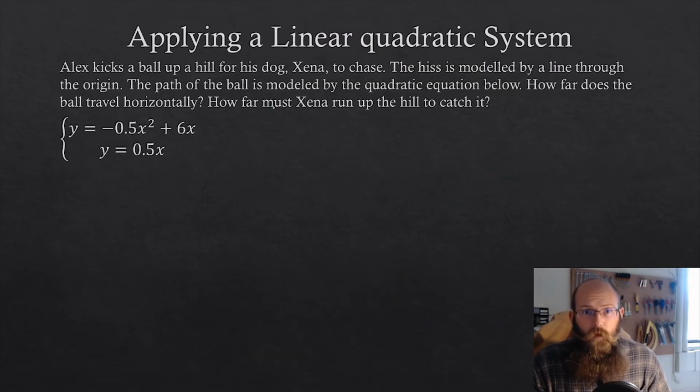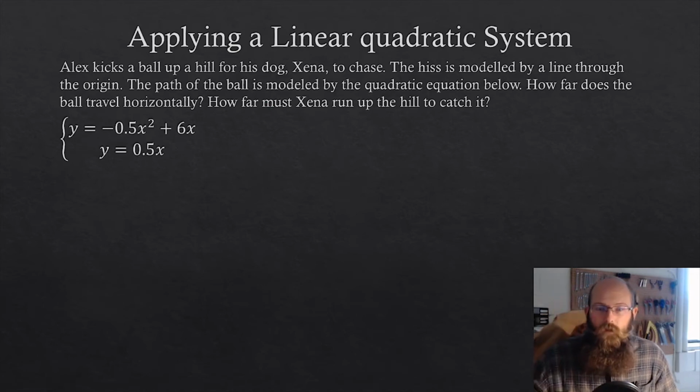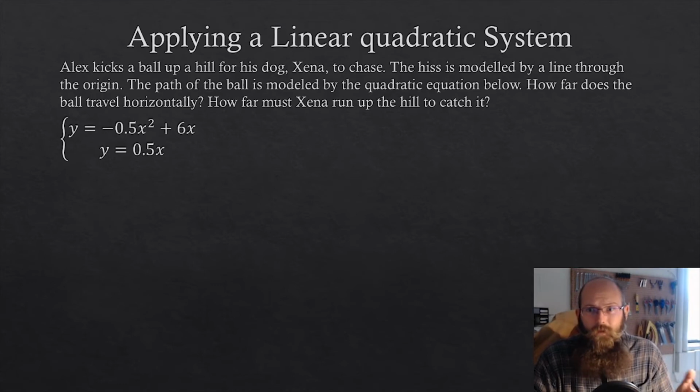Alrighty, I know, it's words, but it's okay. Alex kicks a ball up a hill for his dog, Xena, to chase. The hill is modeled, and I didn't spell modeled right either, by a line through the origin. The path of the ball is modeled by the quadratic equation below. How far does the ball travel horizontally? How far must Xena run up the hill to catch it?